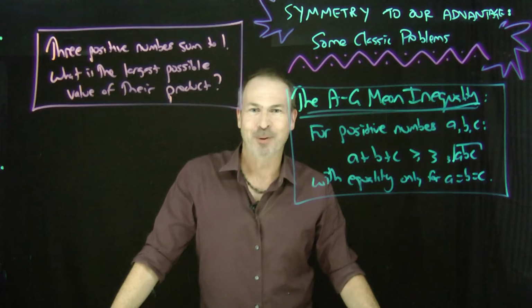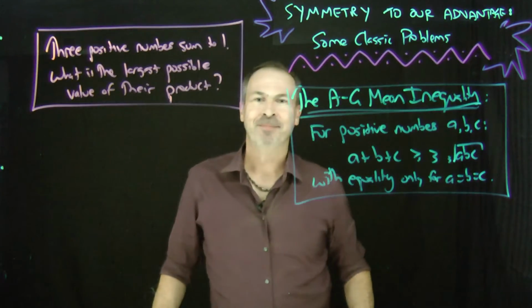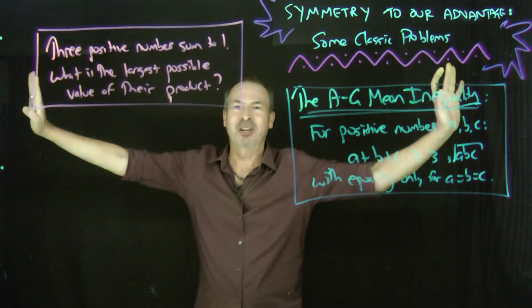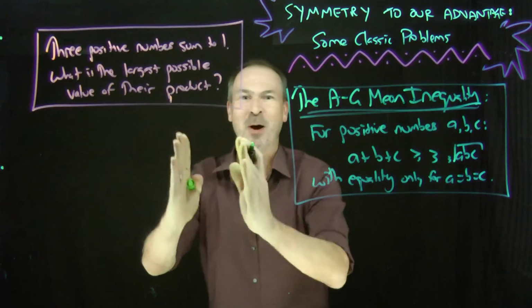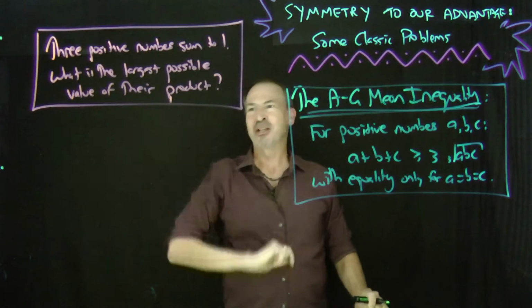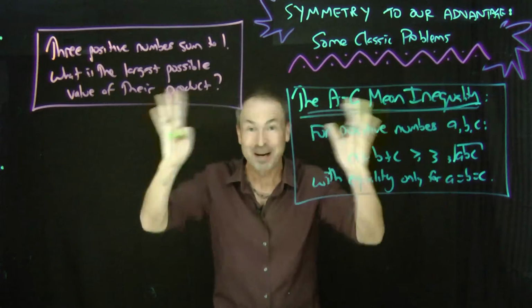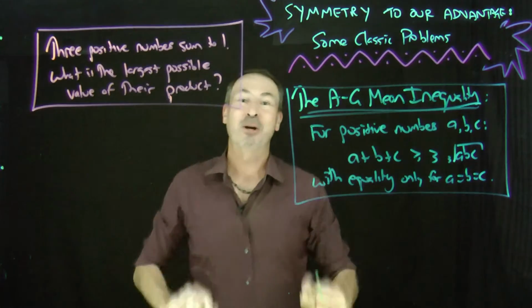Okay, time for some fun with all this. Here's a question. 3 positive numbers sum to 1. Before I read any more, I bet the answer is going to be the symmetrical case. 1/3, 1/3, 1/3. They add to 1. What's the question? What is the largest possible value of their product? Okay, we're maximizing something. I bet it really is the symmetrical solution. But let me go through the work.